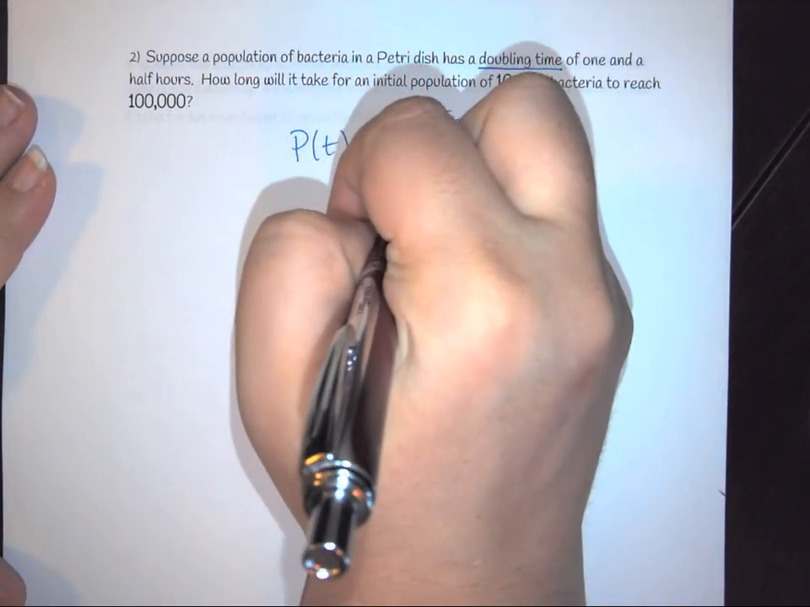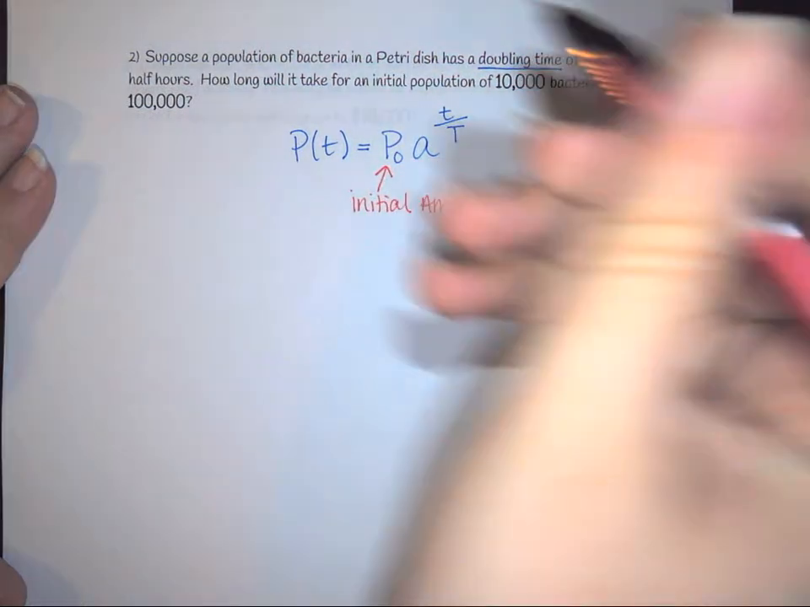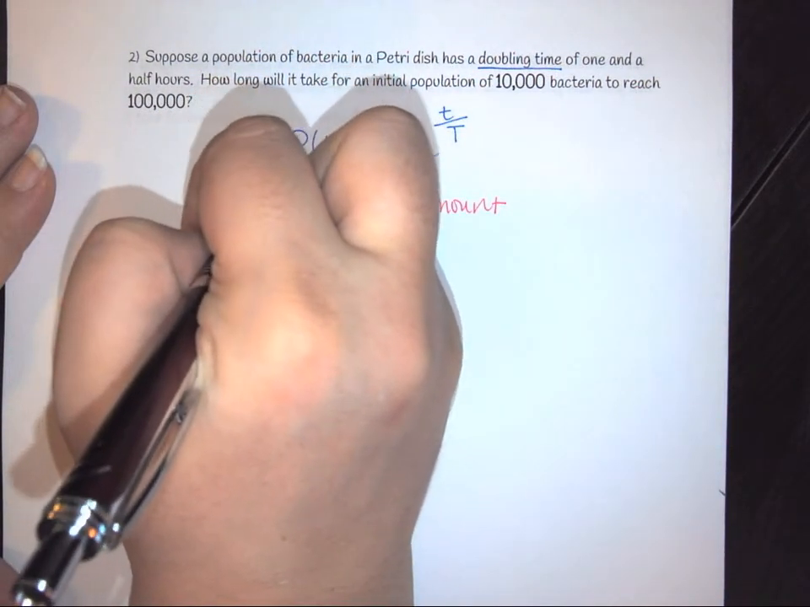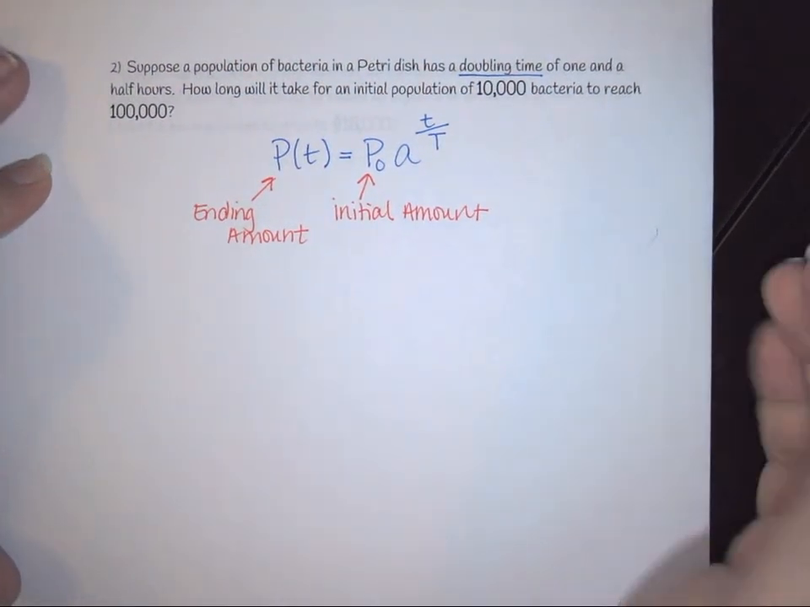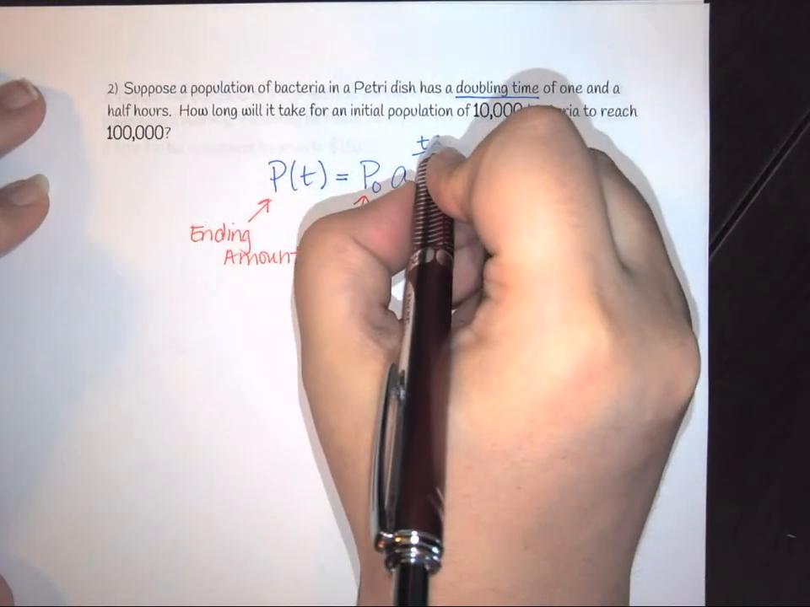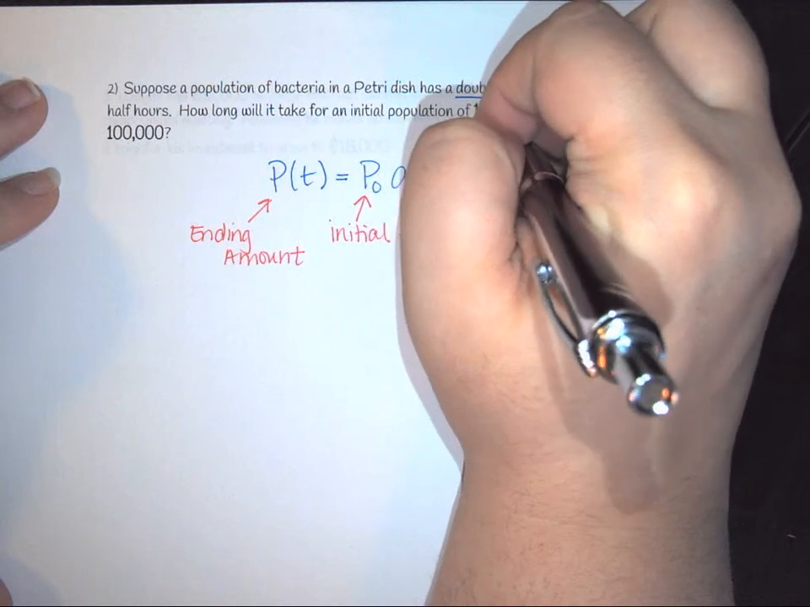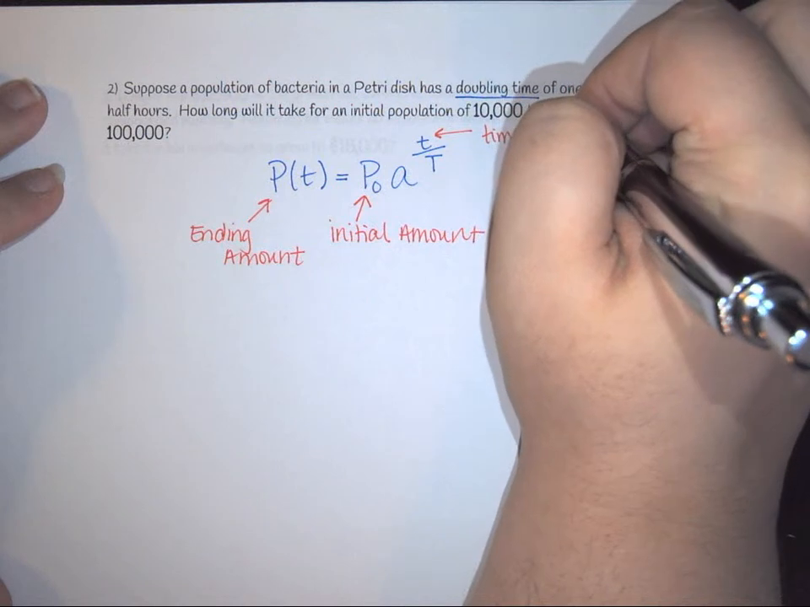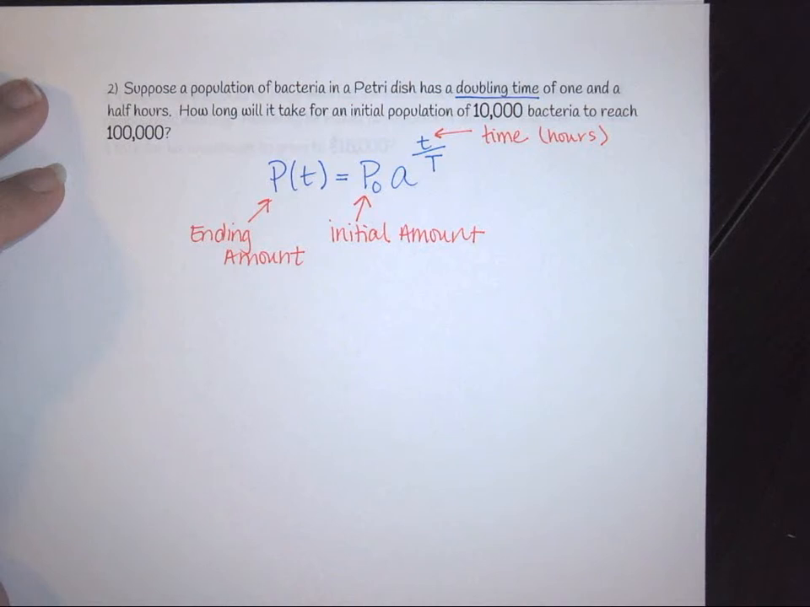First, P naught is your initial amount. P of t is your ending amount. Now we have a couple other terms. Little t here is going to be your time. It might be in hours, for example, could be more. And usually this part might be what you're solving for.